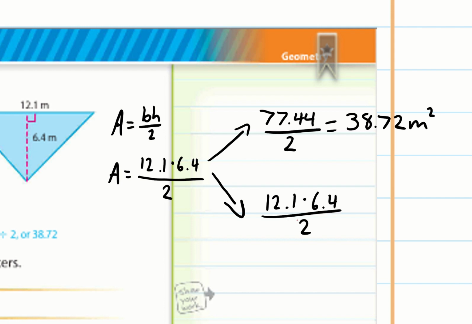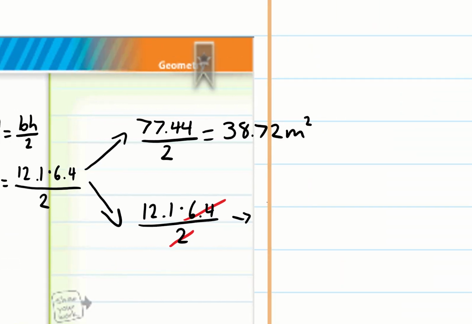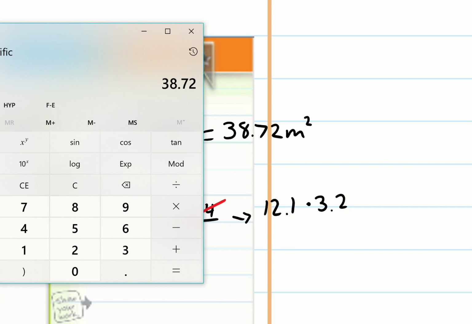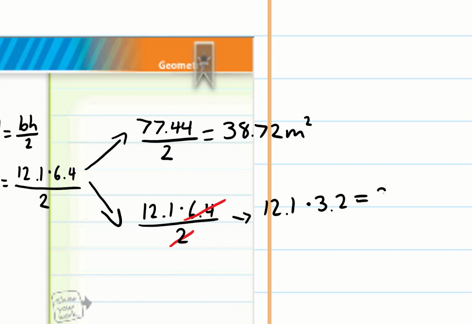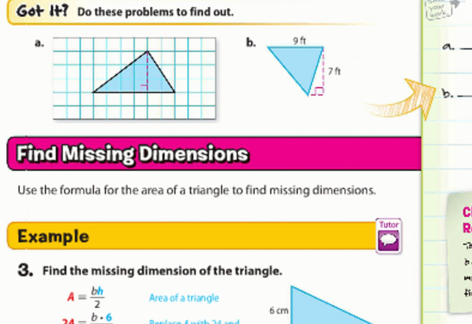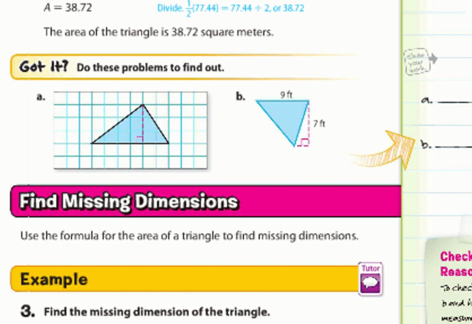The other method is I have 12 and 1/10 times 6 and 4/10 divided by 2. I can simplify the 2 right off the bat because 2 and 6 and 4/10 are compatible. So this is going to become 12 and 1/10 times 3 and 2/10. And we should be getting the same thing. 38 and 72/100. So yes, 38 and 72/100. So go ahead and try A and B.